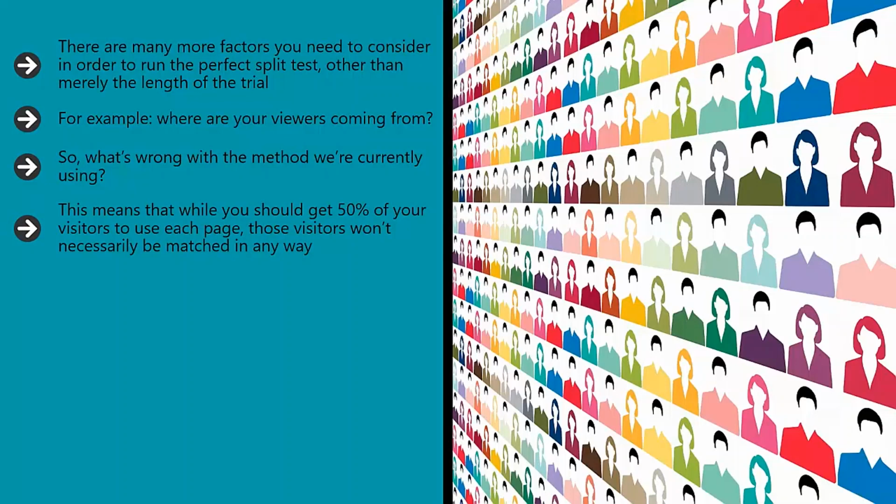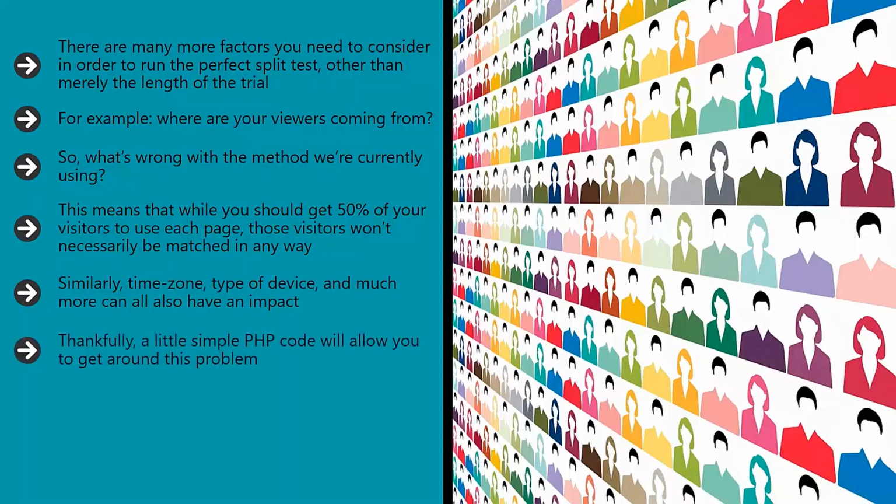Pure chance might mean that everyone from Asia ends up on one version of your website, while everyone from the US ends up on another. This can skew your results again, owing to cultural differences. Similarly, time zone, type of device, and much more can all also have an impact. Thankfully, a little simple PHP code will allow you to get around this problem.